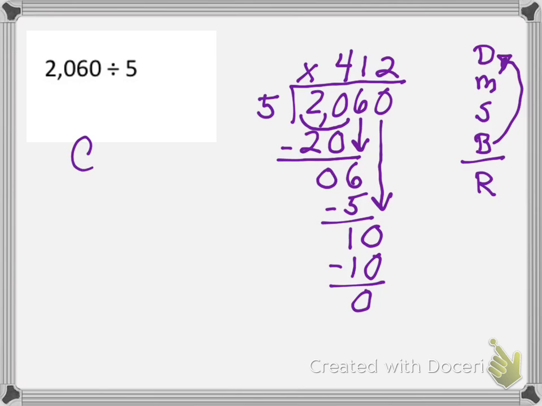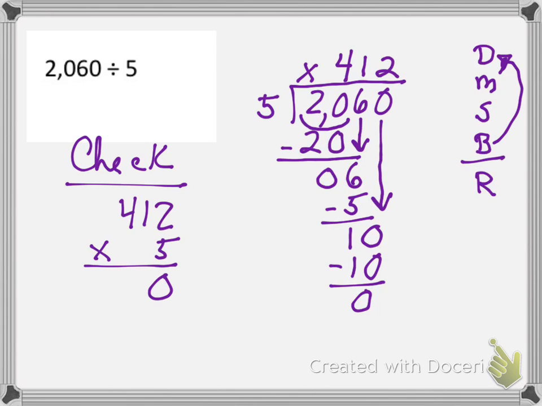Now we need to make sure we check. And it's 412 times 5. 2 times 5 is 10, carry the 1. 1 times 5 is 5, plus this 1 becomes a 6. 4 times 5 is 20. And we have a match.